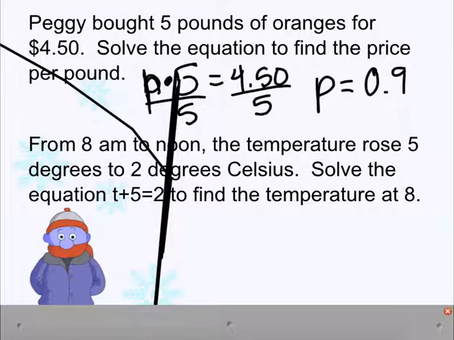And the second one, from 8 a.m. to noon, the temperature rose 5 degrees to be at a temperature of 2 degrees. Solve the equation to find the temperature at 8. Well, what we're saying is I had a temperature, I added 5 degrees, and now I'm at 2 degrees. So to get to our original temperature, I'd subtract 5 and see that our original temperature is -3.